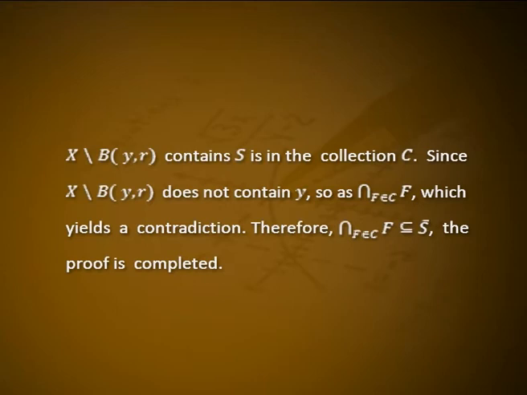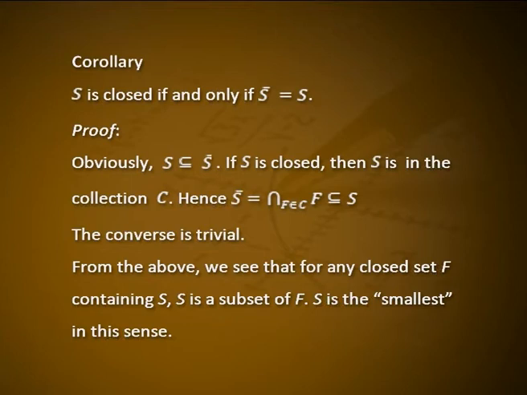The proof is completed. Corollary. S is closed if and only if S closure is equal to S. Proof. Obviously, S is a subset of S closure. If S is closed, then S is in the collection C. Hence, S closure equals the intersection of F, where F is in C, which equals S. The converse is trivial. From the above, we see that for any closed F containing S, S is a subset of F. S is the smallest in this sense.